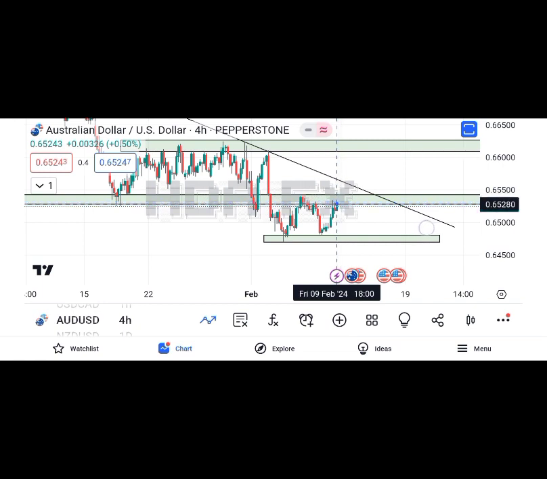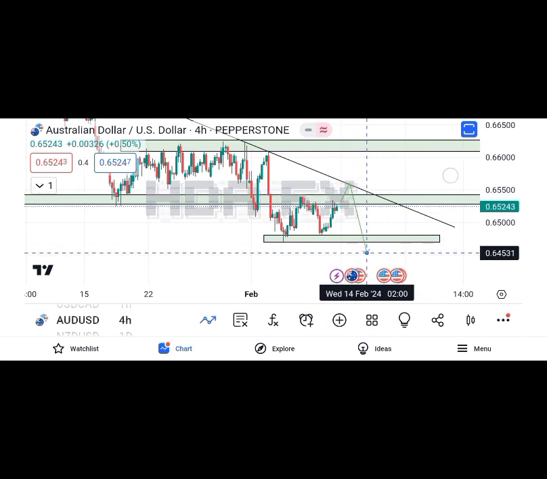So now what we can do is wait for selling confirming candles on the 1 hour time frame, then we sell. Or it's likely that price can move upward to touch this trend line here. Then we look for selling confirming candles and sell.